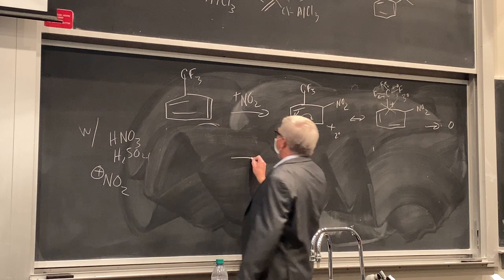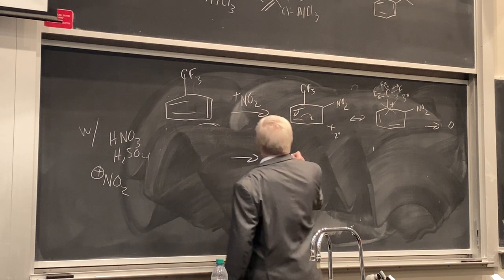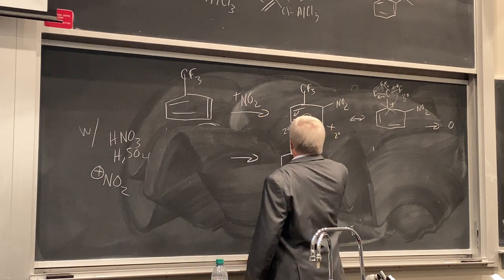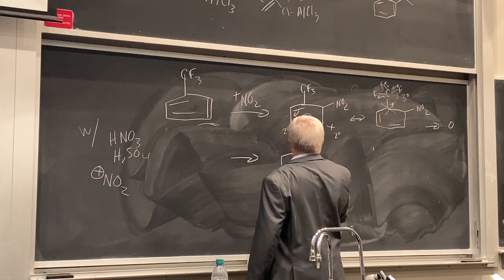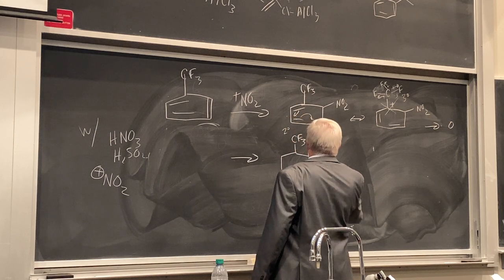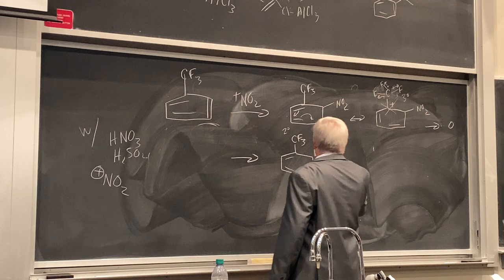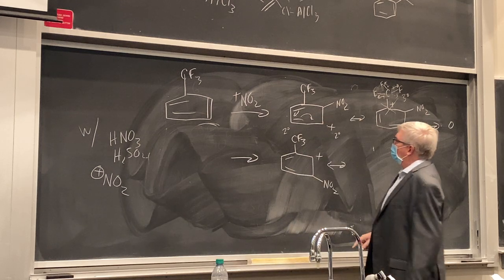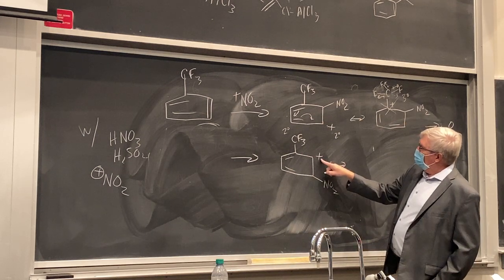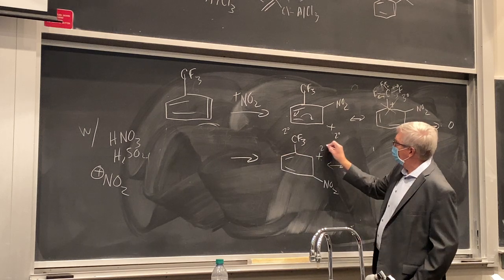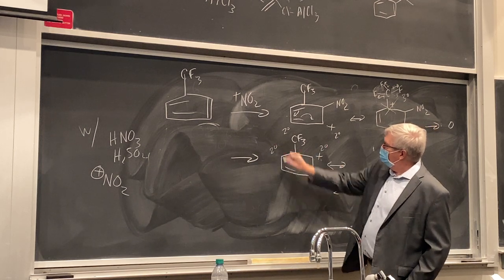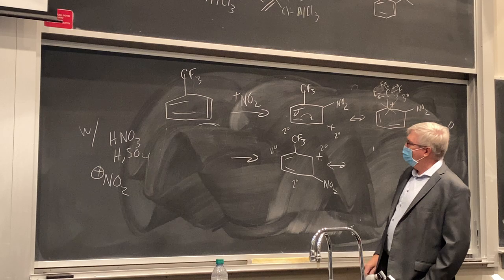Let's see, what's the pathway here? Meta. Let's get the meta one on there. So if we do the NO2 here, we'll have plus charge there, and there. So where will our resonance structures be here? Right there, right here. So secondary, and where's the other one? Secondary right there.